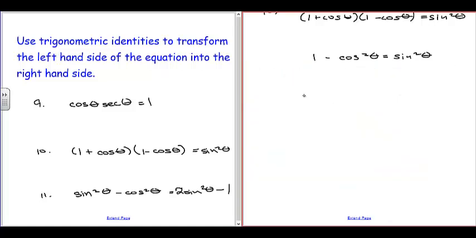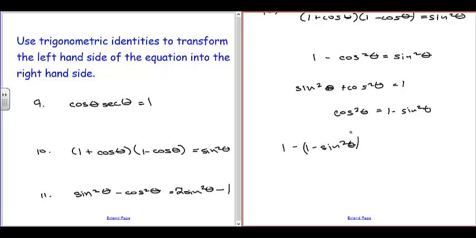But the trig identity that we'd use is the Pythagorean identity. And the Pythagorean identity says sine squared theta plus cosine squared theta equals 1. So if I solve this for the cosine squared of theta, it's 1 minus sine squared theta. So I just subtract sine squared from both sides, and then I can substitute that in. So for cosine squared, I'll put in 1 minus sine squared theta.